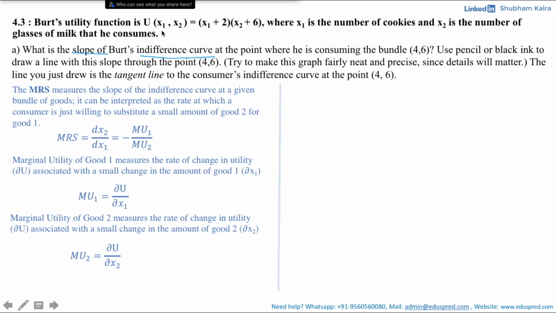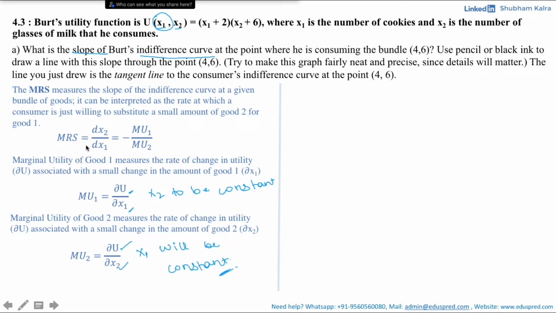Since utility is a function of two variables x1 and x2, when we are partially differentiating the utility function with respect to x1, we keep x2 constant for the calculation. Similarly, when we are partially differentiating the utility function with respect to x2, we keep the other variable, which in this case is x1, constant. So here x1 will be constant.